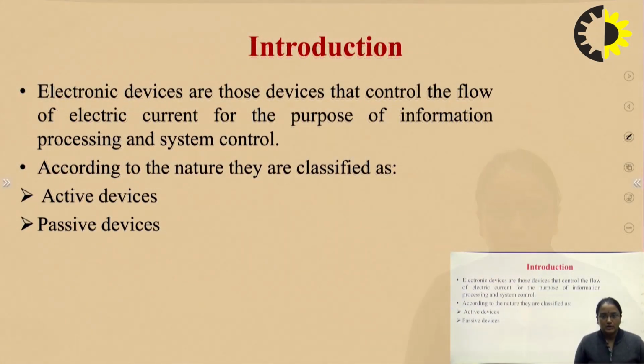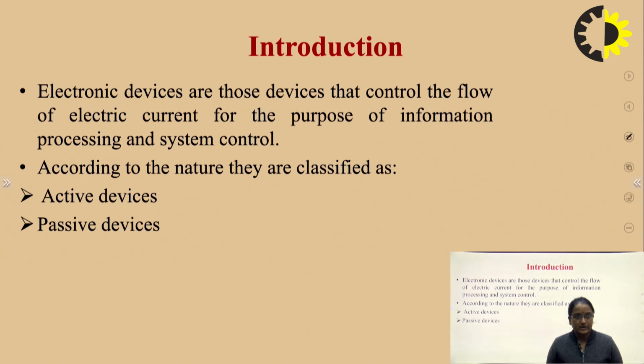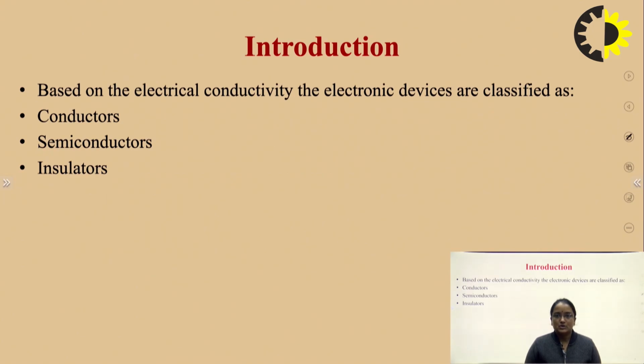Introduction, first of all, the basic introduction of electronic devices. They are those devices that allow the control of the flow of current for the purpose of information processing and system control. According to the nature, we classify them as active or passive devices. Based on the electrical conductivity, we classify our electronic devices as conductors, semiconductors and insulators.